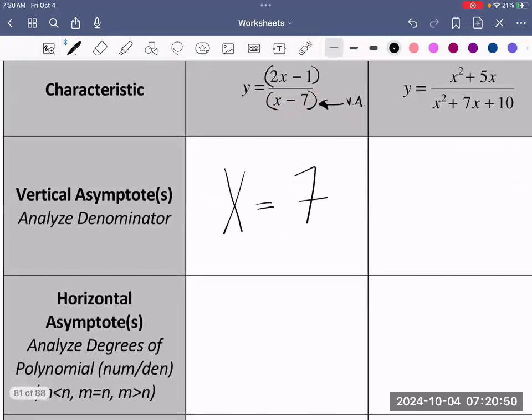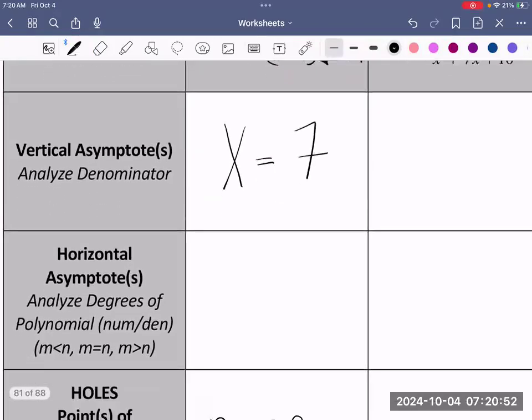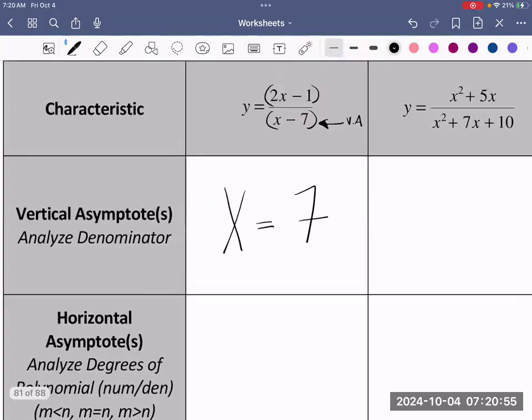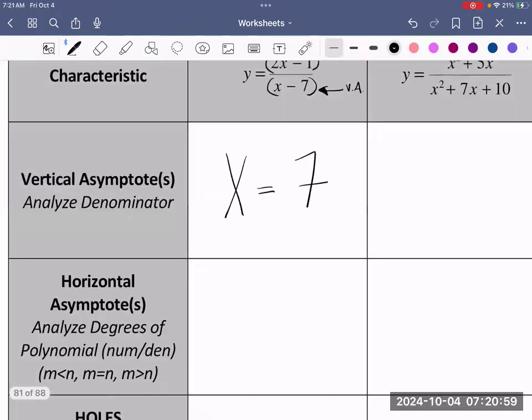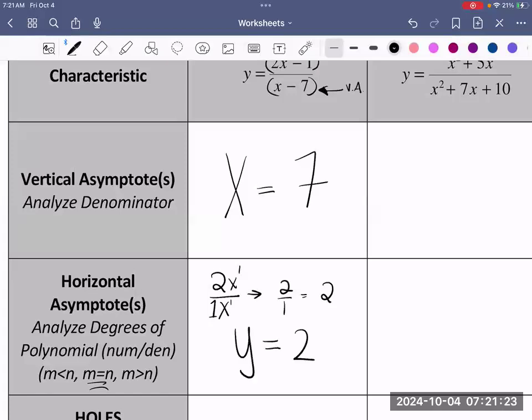Now, when it comes to your horizontal asymptote, we want to take a look at the degree of your numerator and denominator. So in our case, I'll just pick out the 2x over x. These both have matching degrees. When they have matching degrees, we get to take a look at the leading coefficients. So the leading coefficient here is 2 over 1, or just 2. So y is equal to 2. This is your horizontal asymptote.